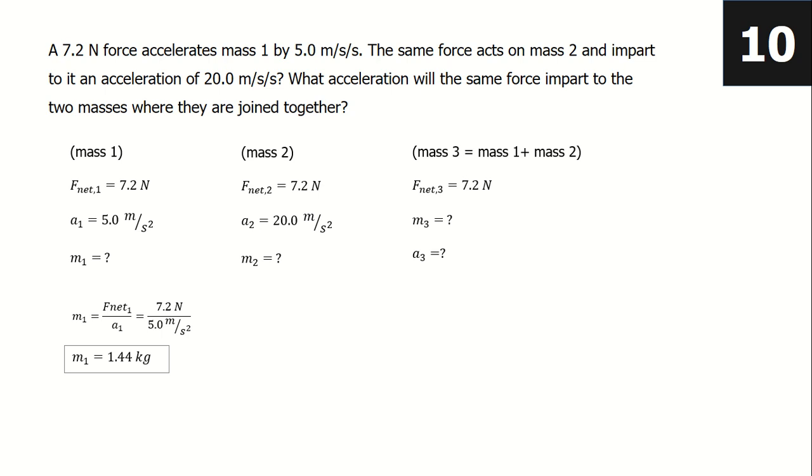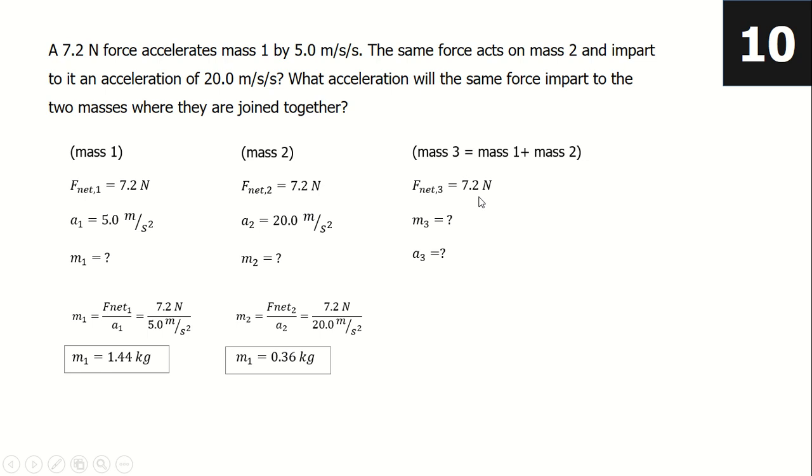So that's the first mass, 1.44 kilogram. Now, for mass 2, the net force is the same, 7.2. Acceleration is higher, so 20 meter per second squared. So you would say that mass 2 should be lighter, right? So if we divide that, this should be mass 2. Mass 2 is only 0.36 kilogram.